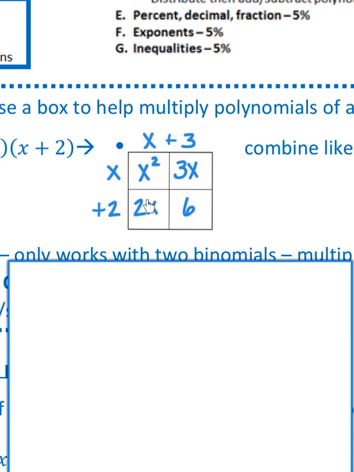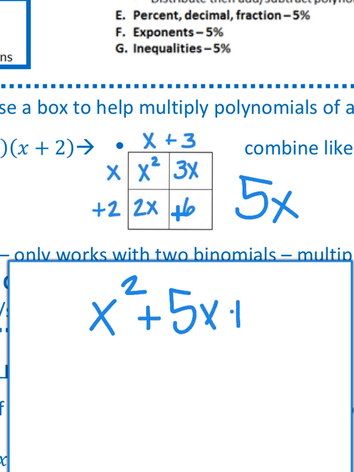Once you fill in all the boxes, you then collect your terms. We know x squared does not have a matching term, so it would be the first term in our polynomial. 3x and 2x can be combined, and that would give us 5x. And then the 6 is just a positive 6. We wouldn't have anything to combine with it. So our final answer for these two polynomials would be x squared plus 5x plus 6.